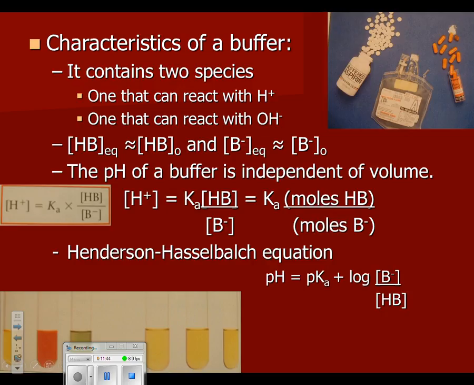So the Henderson-Hasselbalch is the one that you really want the most. pKa plus log of the base divided by the concentration of the acid will give you pH. Yeah, that should have parentheses around it. Log of that fraction. Okay, we good?